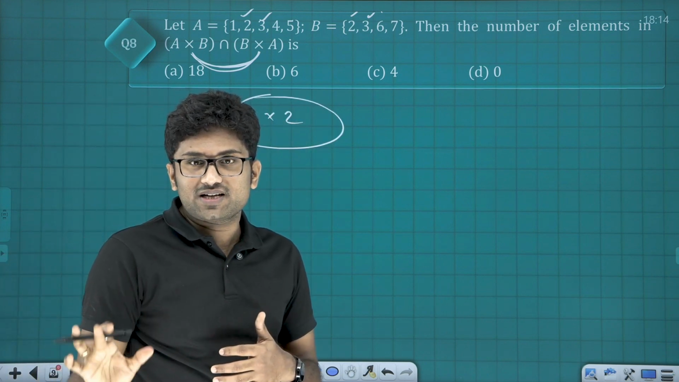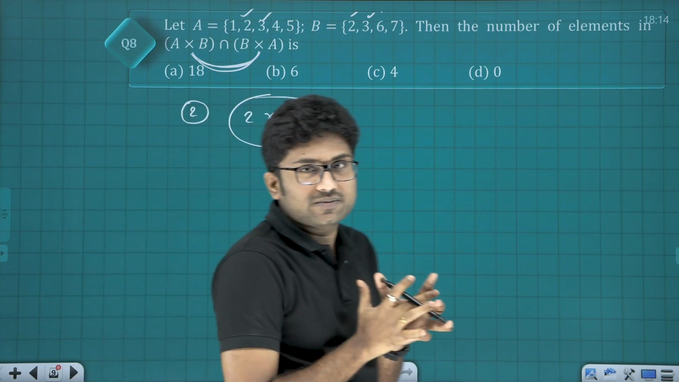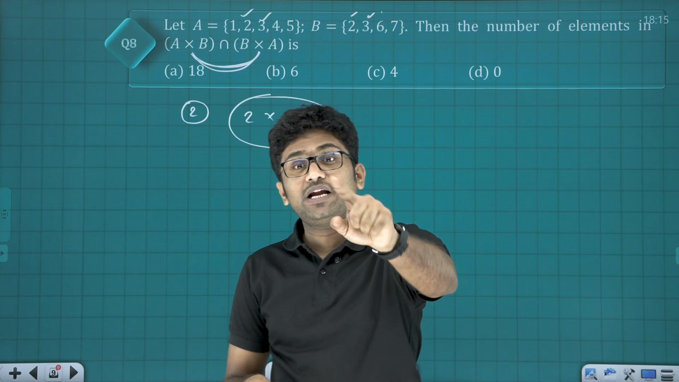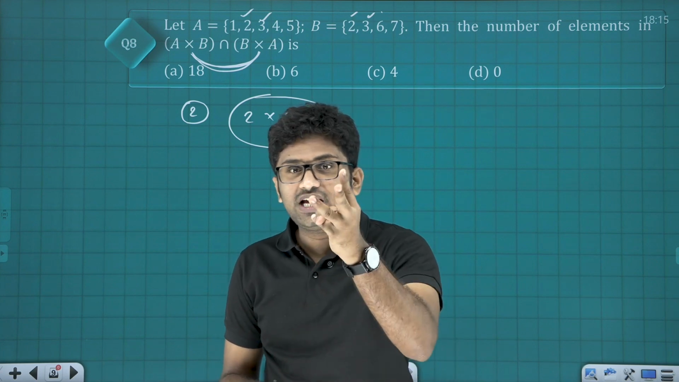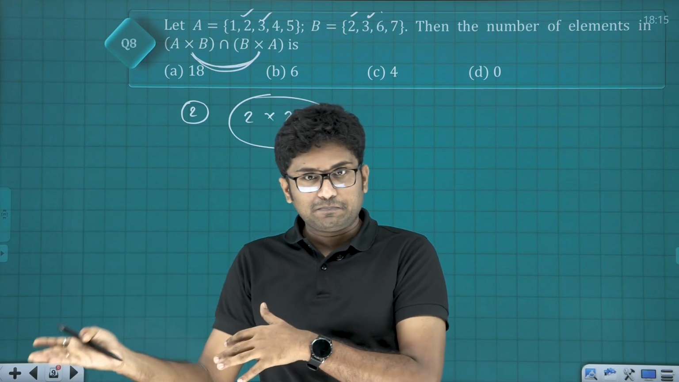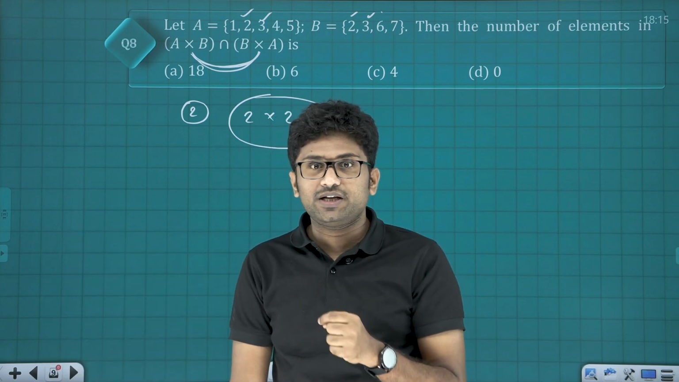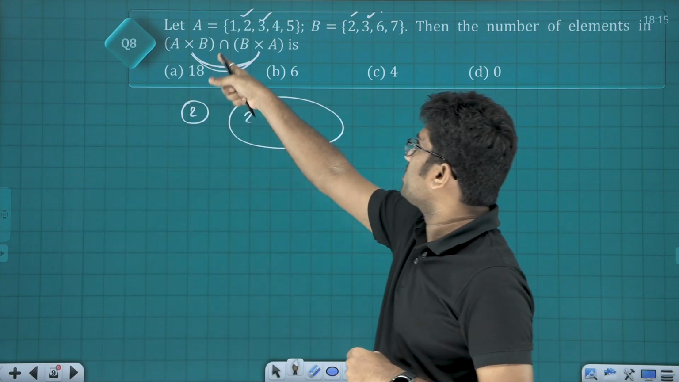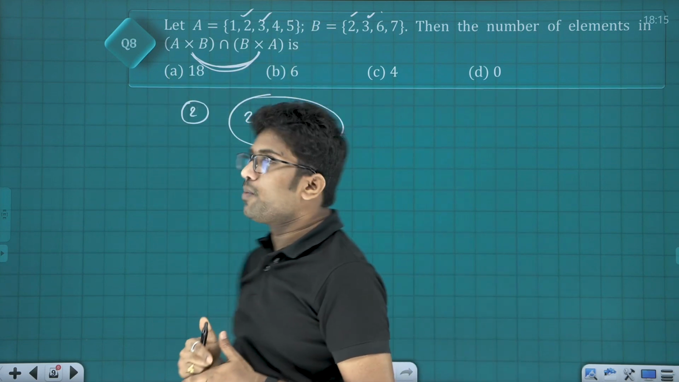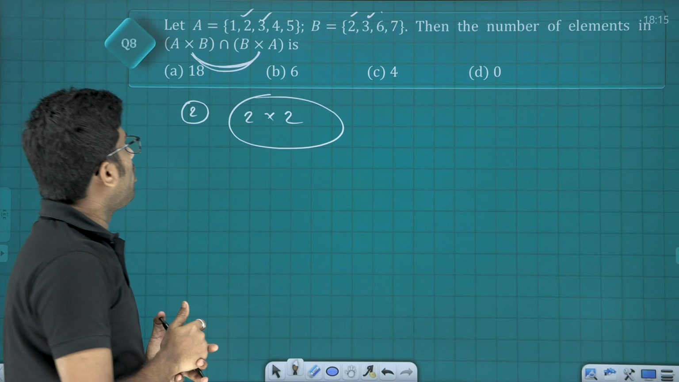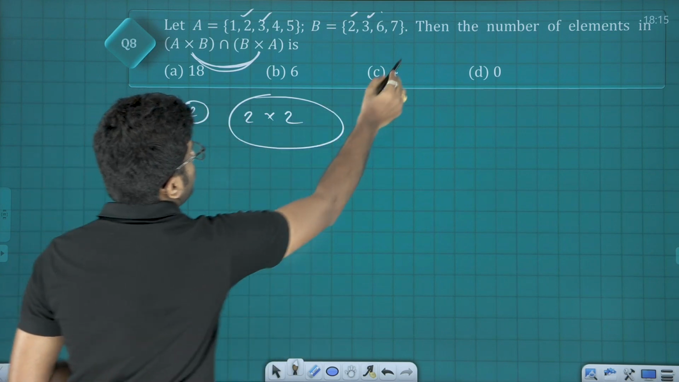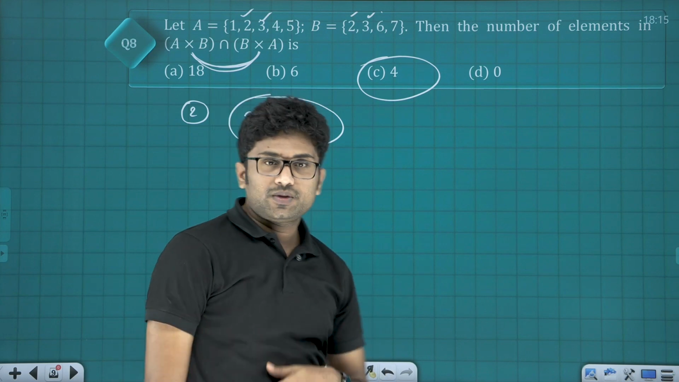Easiest way of getting the answer, friends: first find the number of common elements in A and B. If there are 3 elements in common, then the number of common elements in A cross B and B cross A is 3 times 3. If there is only one element in common, then it will be 1 into 1. As we have two elements common in both A and B, the number of ordered pairs common to both A cross B and B cross A is 2 into 2, which is equal to 4. Next question.